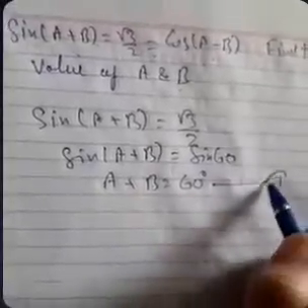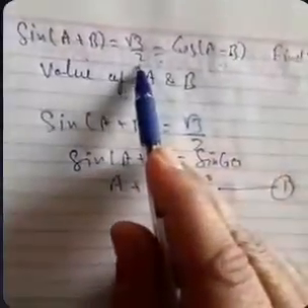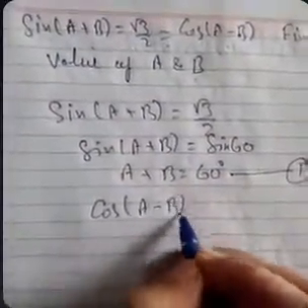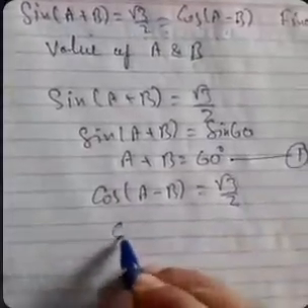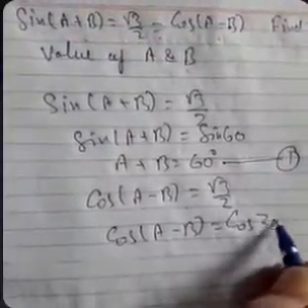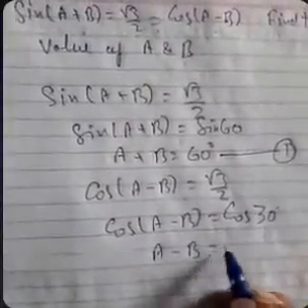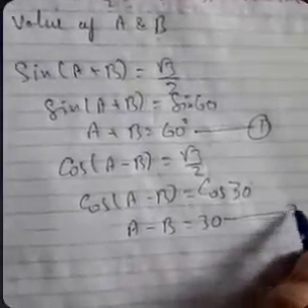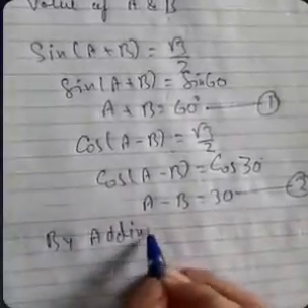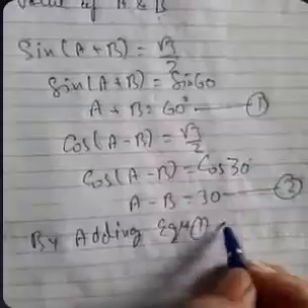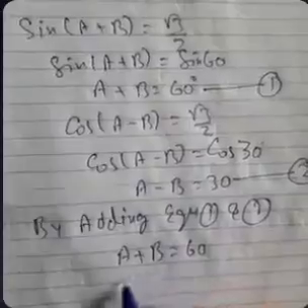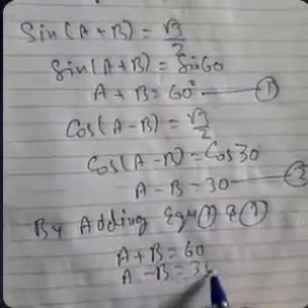Write here the equation 1. And cos a minus b is equal to root 3 by 2. Again cos a minus b is equal to cos 30 degree. A minus b is 30 degree. Write the equation 2. Now by adding equation 1 and 2, a plus b is equal to 60 degree, a minus b is equal to 30 degree.